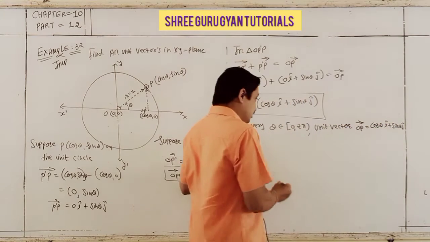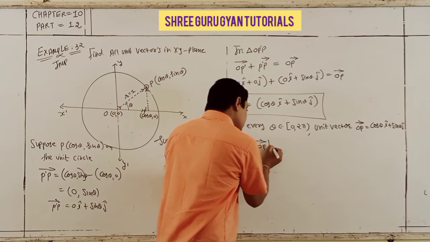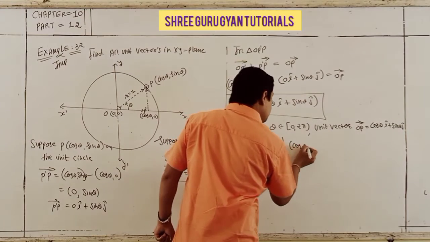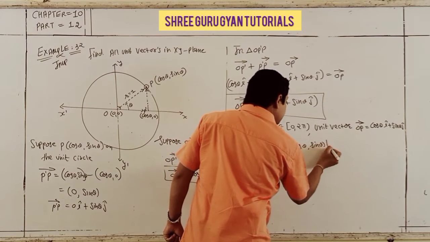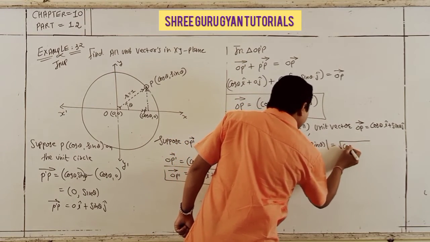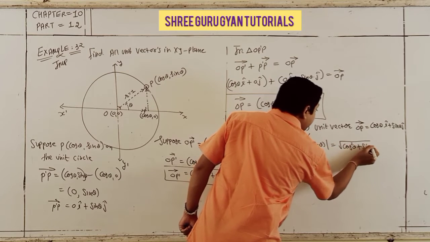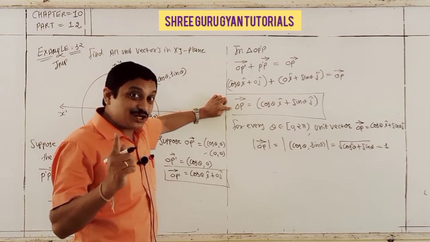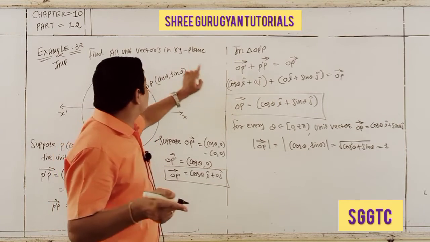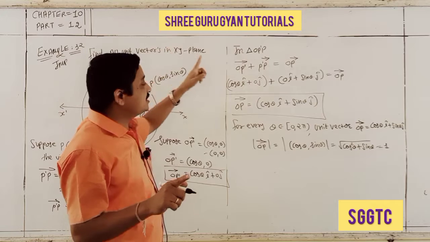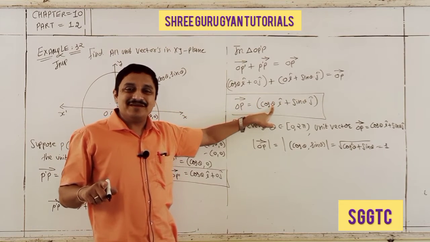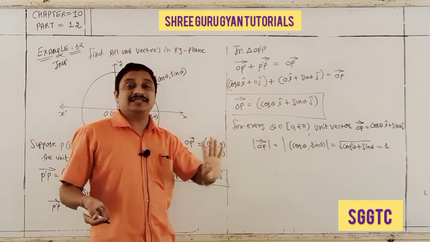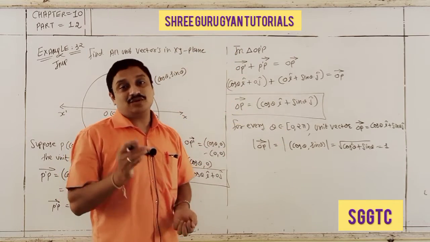What? Cos theta i plus sin theta j. You can also check the magnitude of OP. Definitely it is 1, because the magnitude of (cos theta, sin theta) is the square root of cos square plus sin square, which is 1. It means, students, this is your answer. That's your required unit vector, with theta changing from 0 up to 2 pi. That's your given question's answer.